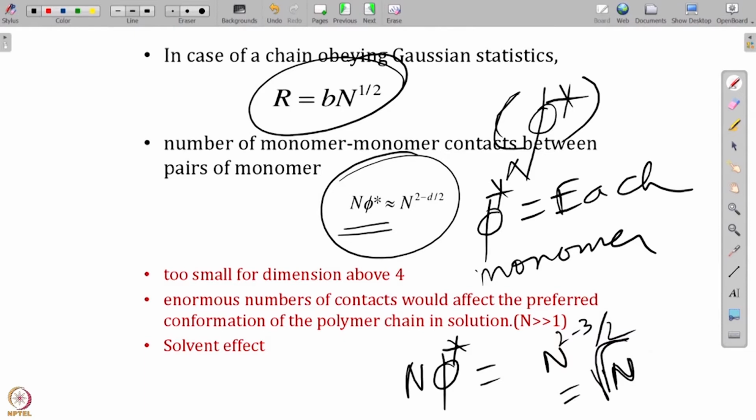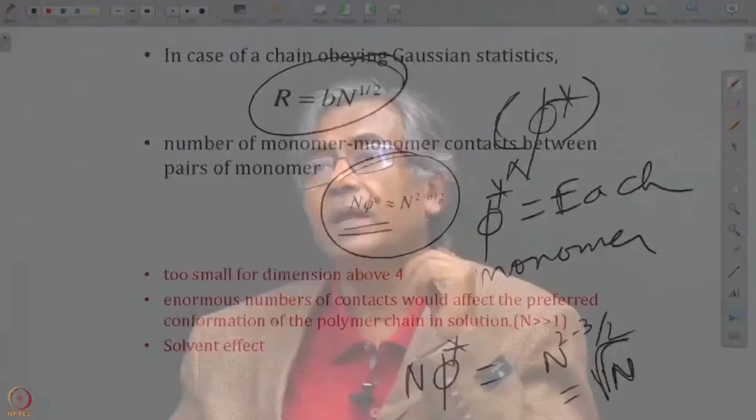So if I take 100 million, which is a very good number for polymers, then 100 million means 10 to the power 8. So I have 10 to the power 4 contacts. There will be 10,000 contacts, and contacts cannot be allowed. So you immediately see that if I exclude the contacts, then the size of the polymer will increase. So the simple analysis tells me the Gaussian polymer chain is inadequate.